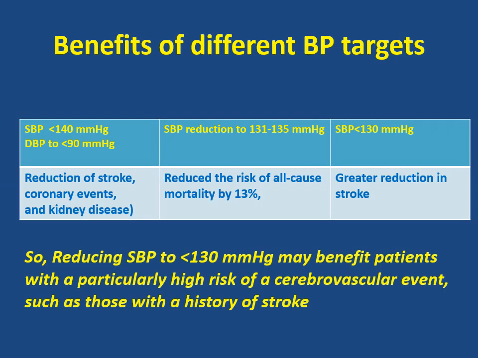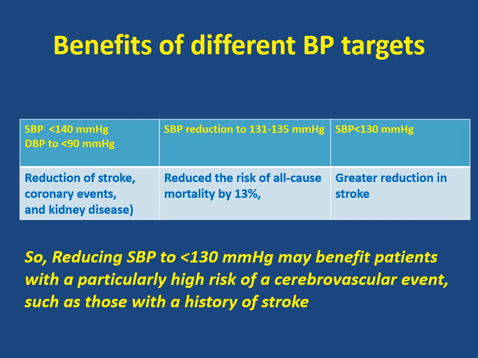What are the benefits of different blood pressure targets? If we reduce the systolic blood pressure to below 140 and the diastolic blood pressure to below 90 mm mercury, this will be accompanied by a reduction of the risk of stroke and coronary events as well as kidney disease.